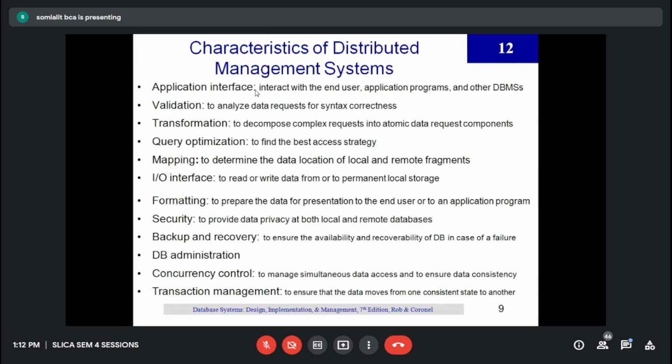Another is transformation. Transformation in the sense that it simplifies your request and shows the correct output, transforming your data to an understandable format. That is transformation. Query optimization.